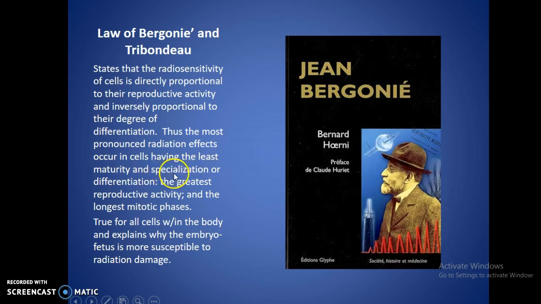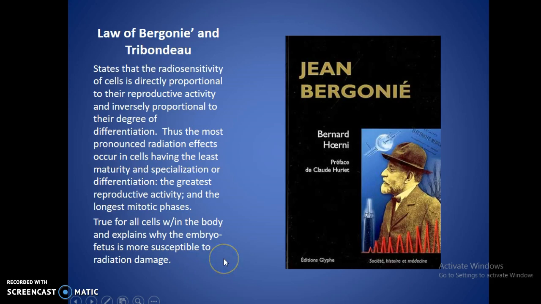Specialization: stem cells are a little bit more of a blank cell that's waiting to be specialized. Those are a little bit more sensitive as well. Greatest reproductive activity, longest mitotic phases, goes into mitosis, meiosis. This is true for all cells within the body, and it explains why the embryo and fetus are more susceptible to radiation damage.